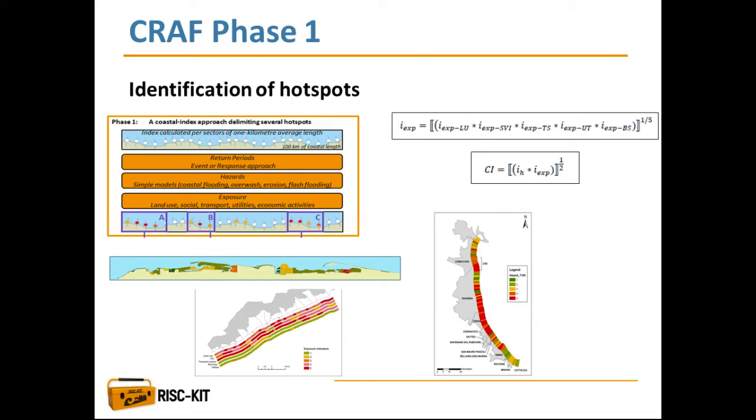CRAF Phase 1 calculates a coastal index per sector of 1 kilometer and for a given probability. The coastal index is calculated using a hazard indicator and an exposure indicator. The exposure indicator is composed of different sub-indicators: a land use indicator, a population indicator, a transport indicator, a utility indicator, and an economic indicator. The coastal index is a value between 1 and 5 and helps then to identify the hotspots along the coast. As you can see in these figures here, the red sectors are the potential hotspots. Here is the same on this coast, where the red and orange are potential hotspots.